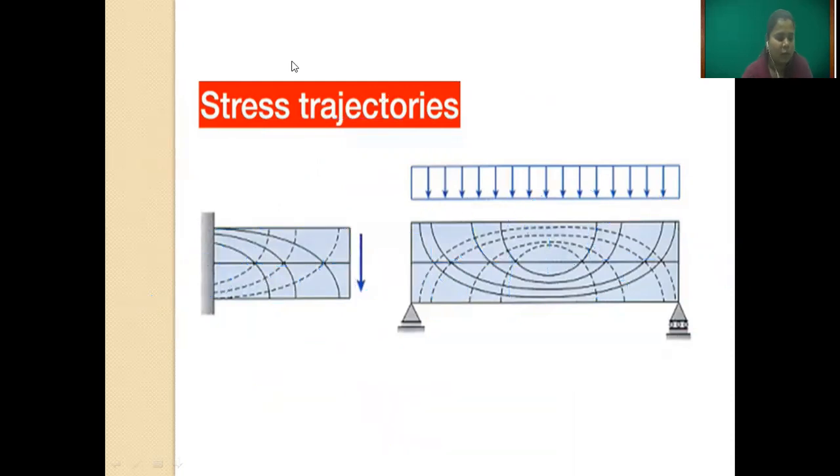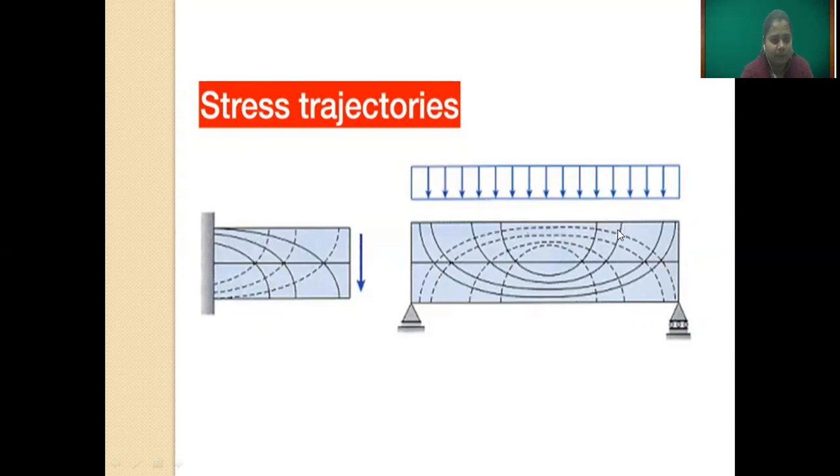Okay, so write down from the first. A line in a stressed body tangent to the direction of one of the principal stresses at every point through which it passes.